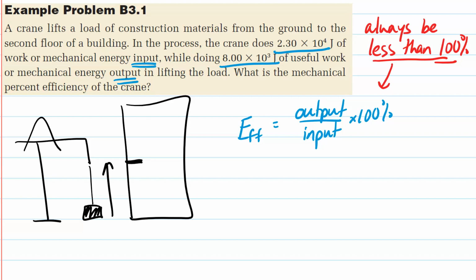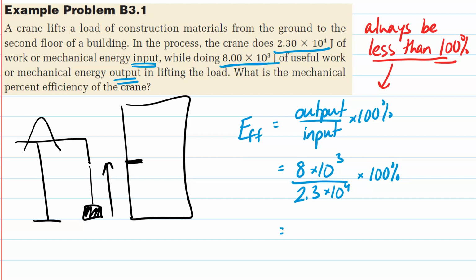So let's go fill in our numbers. Our output is the useful work done, which is 8.0 times 10 to the 3 joules. And our total input energy is 2.3 times 10 to the 4 joules. We'll get a decimal if we divide those two numbers. Then we multiply by 100 in order to convert to a percentage.